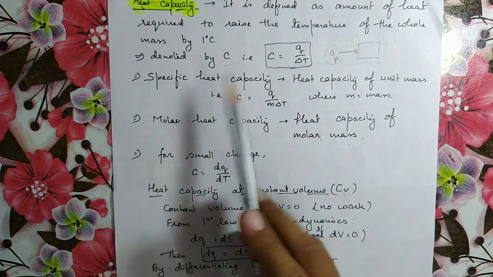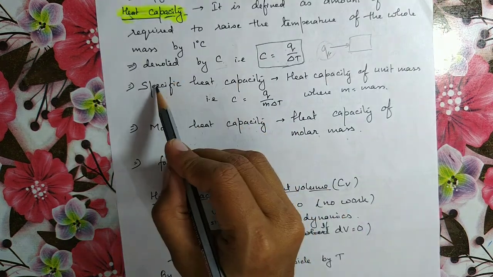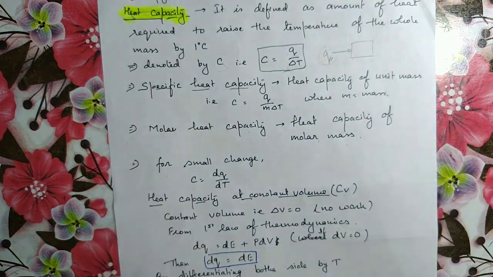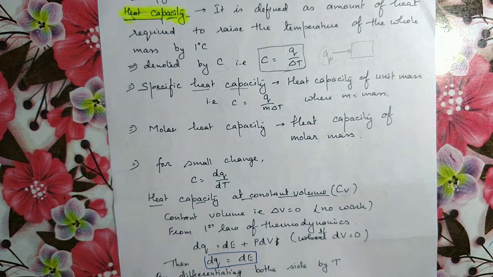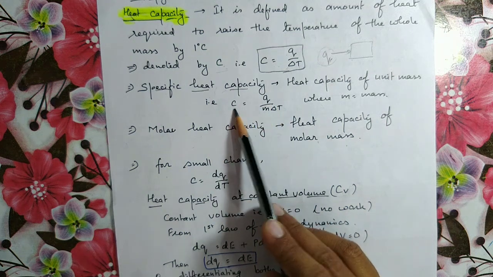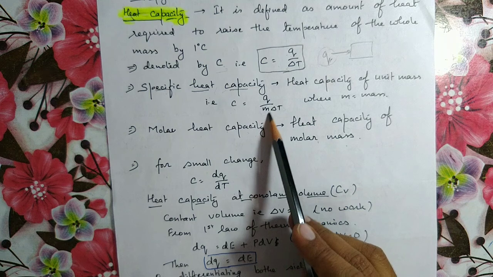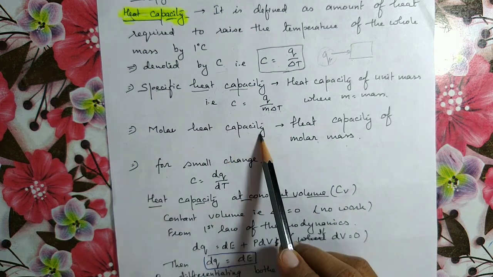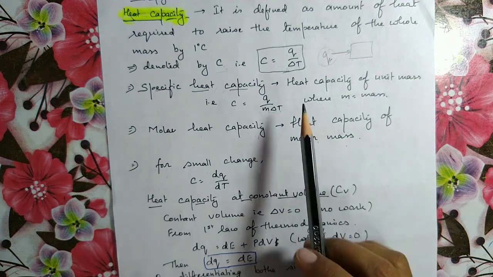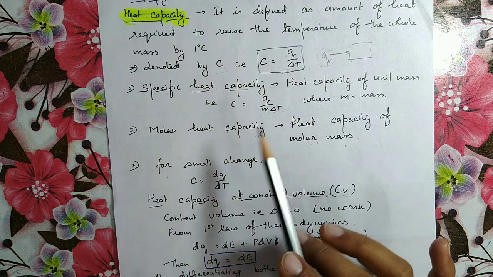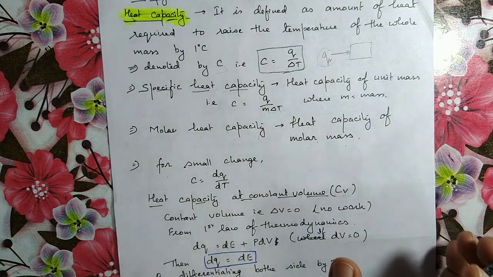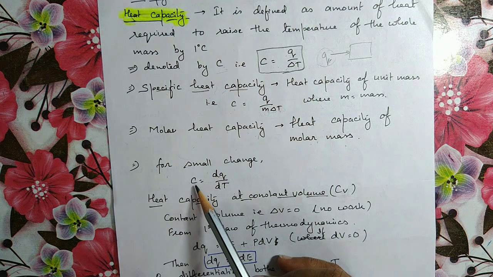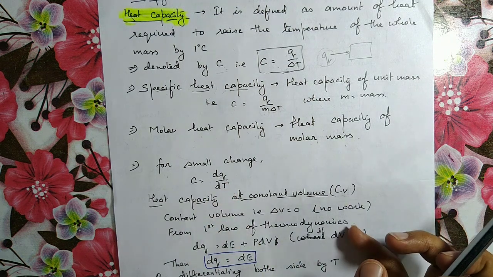Then another term is there, that is specific heat capacity and molar heat capacity. What is specific heat capacity? It is the amount of heat required to raise the temperature of 1 gram or unit mass of any substance by 1 degree. Okay. Then it is called specific heat capacity, and C is Q by mΔT, where m is the mass of the substance, right? Then molar heat capacity is the heat capacity of the molar mass. It is defined as the amount of heat required to raise the temperature of 1 mole of the substance by 1 degree Celsius or 1 Kelvin, right? And for a small change, this C will be equal to dq by dT, right?